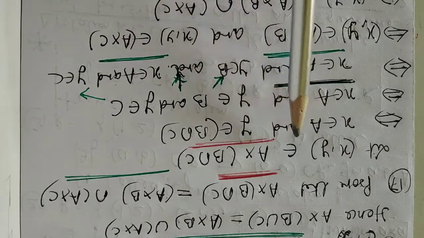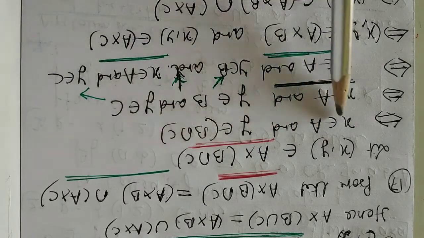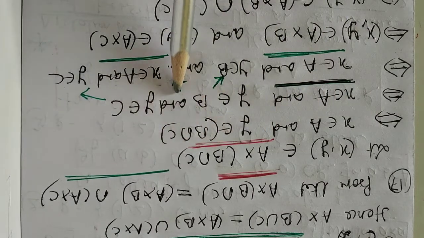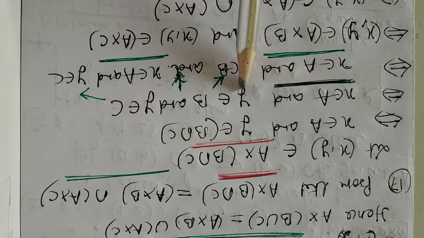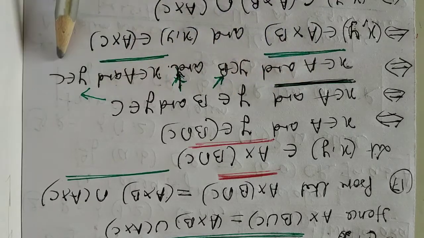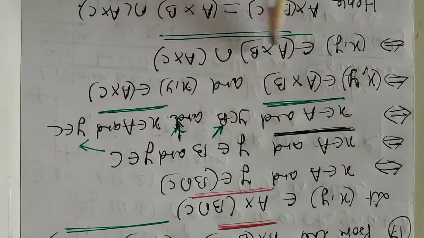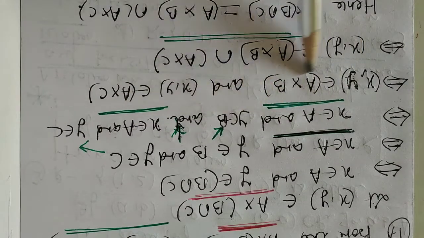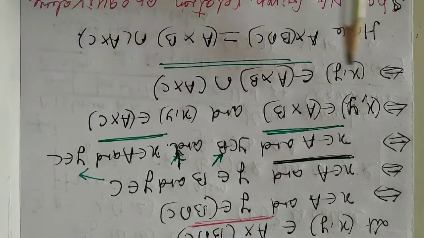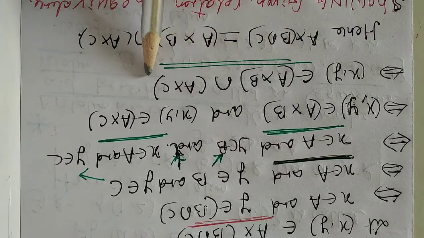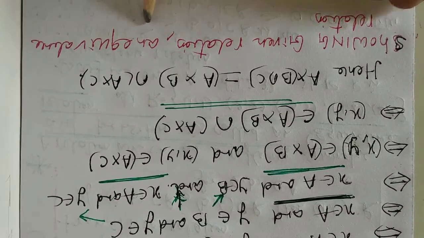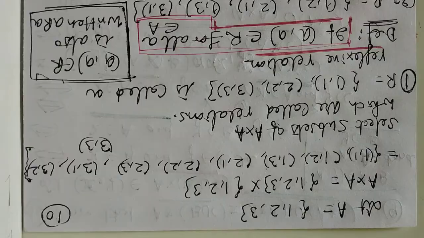Let (x, y) belong to A cross (B intersection C). It means x belongs to A and y belongs to B intersection C. Break this. After that this is taken with y belongs to B and the same thing is taken with y belongs to C. Now this is called (x, y) belongs to A cross B and this is called (x, y) belongs to A cross C. So finally (x, y) belongs to A cross B intersection A cross C. Hence the proof is ready. Showing given relation is equivalence relation. This is the last.